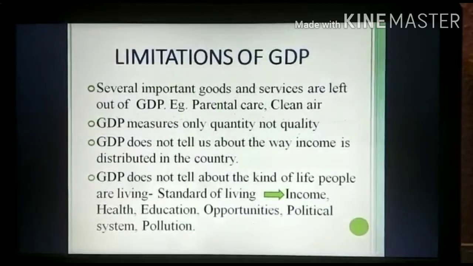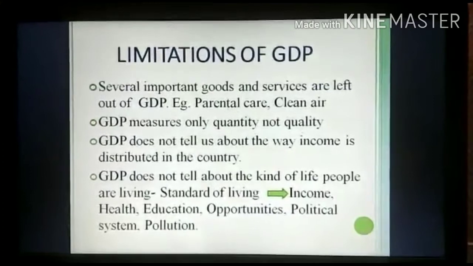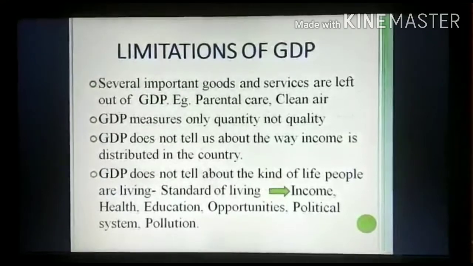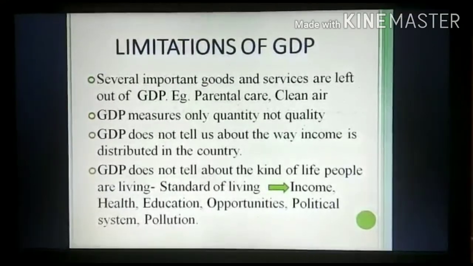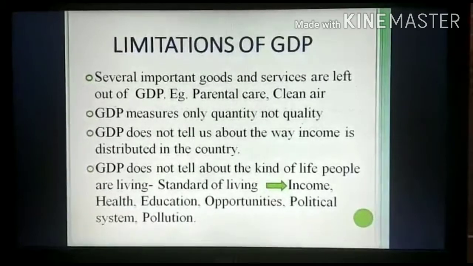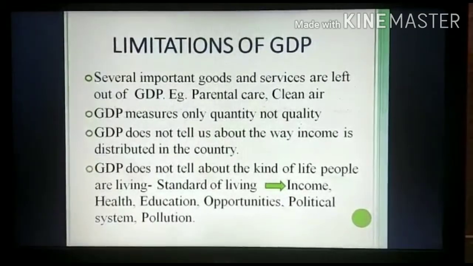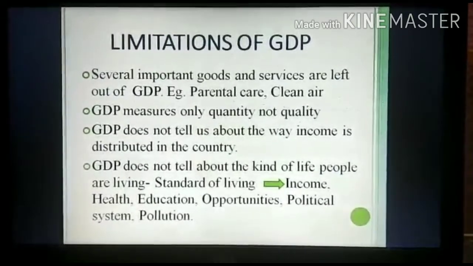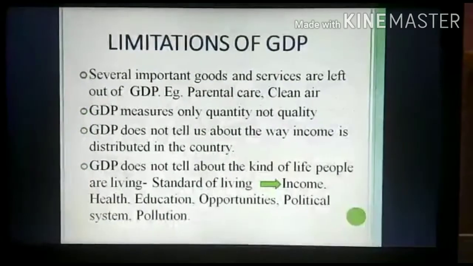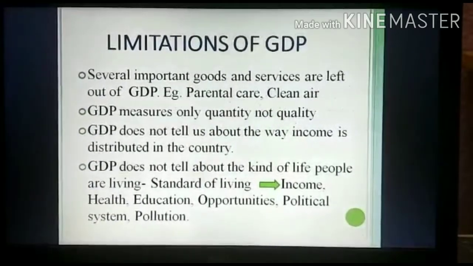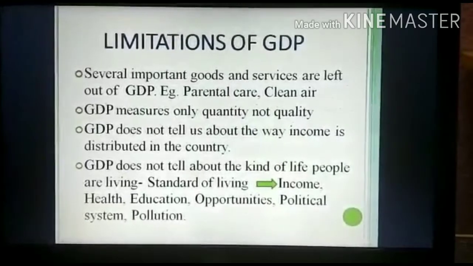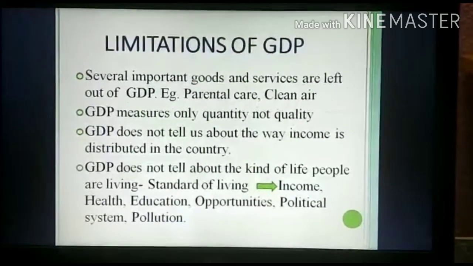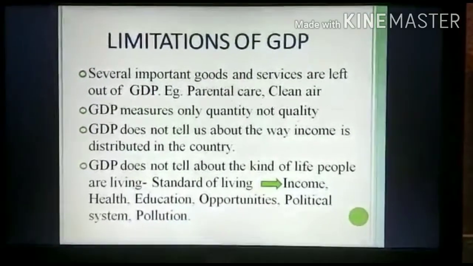Then the last one is GDP does not tell about the kind of life people are living, that is, the way in which people are living. That is simply the standard of living of the people. The standard of living is determined by income, health, education, opportunities, political system and pollution. While we are talking about the standard of living of people, think about the agriculture sector. Due to lack of income, many farmers are attempting suicide. That shows the low standard of living of the agriculture sector people.